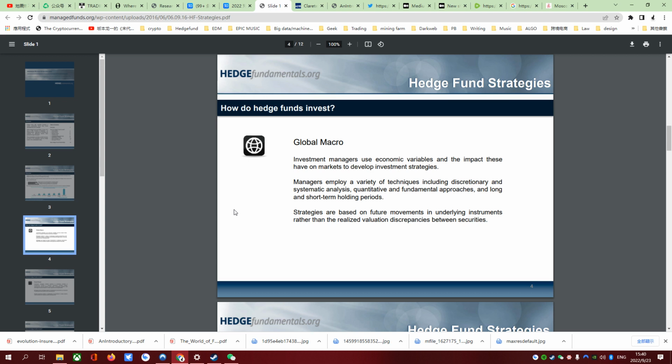So managers employ, for example, discretionary and systematic analysis. Discretionary basically means that you're using your own judgment, using your own edge when you are trading. And then you'll also be applying quantitative and fundamental approaches, and you'll be buying and selling stocks, holding between long and short term, in different time horizons. And strategies will be based on future movements, which will basically rely on your judgment of the economic situation.